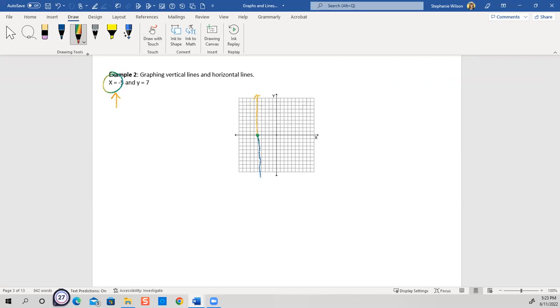Whoops, that was bad drawing, guys. Try to draw a little straighter. So I can write ordered pairs of -5, 0, right, for the x-intercept. I can also write an ordered pair of -5, 5. I can write an ordered pair of -5, -5. Keep the negatives on the x's because it didn't change. It's constantly saying x equals -5. So that's a vertical line.